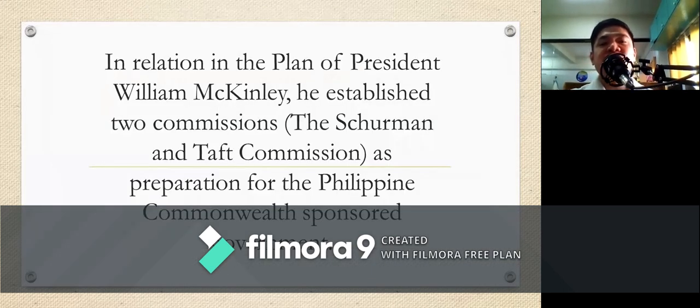In relation to the plan of President William McKinley, he established two commissions. First is the Schurman Commission, and the second one is the Taft Commission. As preparation for the Philippine Commonwealth or an American-sponsored government. Later we will discuss what we call the Philippine Commonwealth.